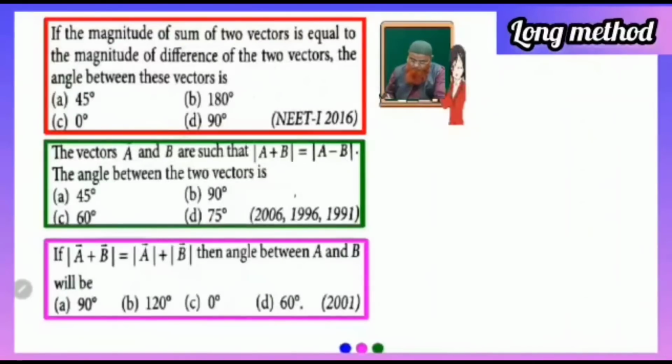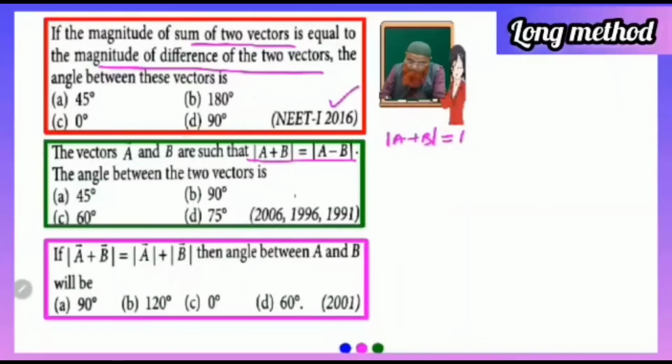Try to understand the first question, what is given in this. The magnitude of sum of two vectors is equal to magnitude of difference of two vectors. This question, which was asked in 2016, resembles exactly the same question where mod A plus B is equal to mod A minus B. Okay. So what is the solution for this question? Let us discuss here now.